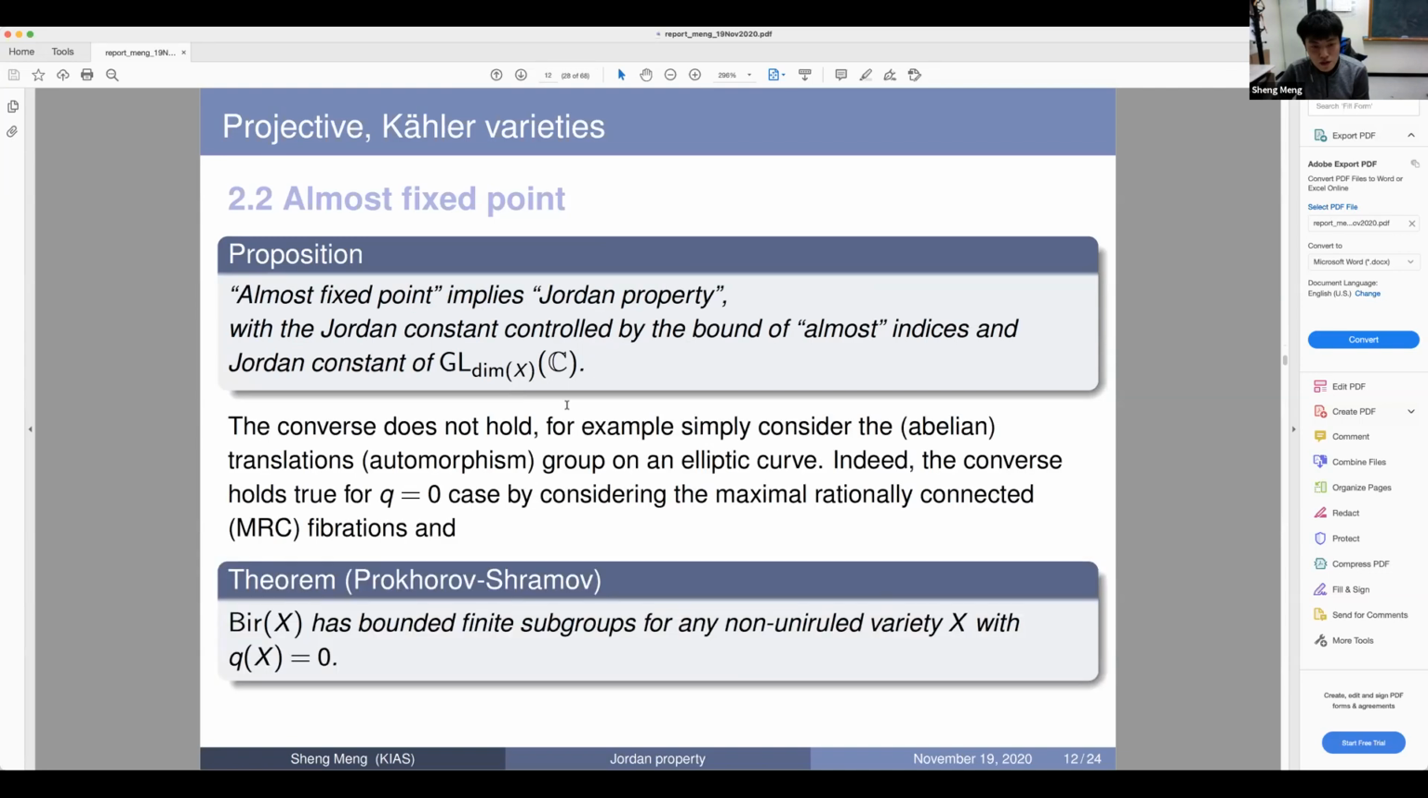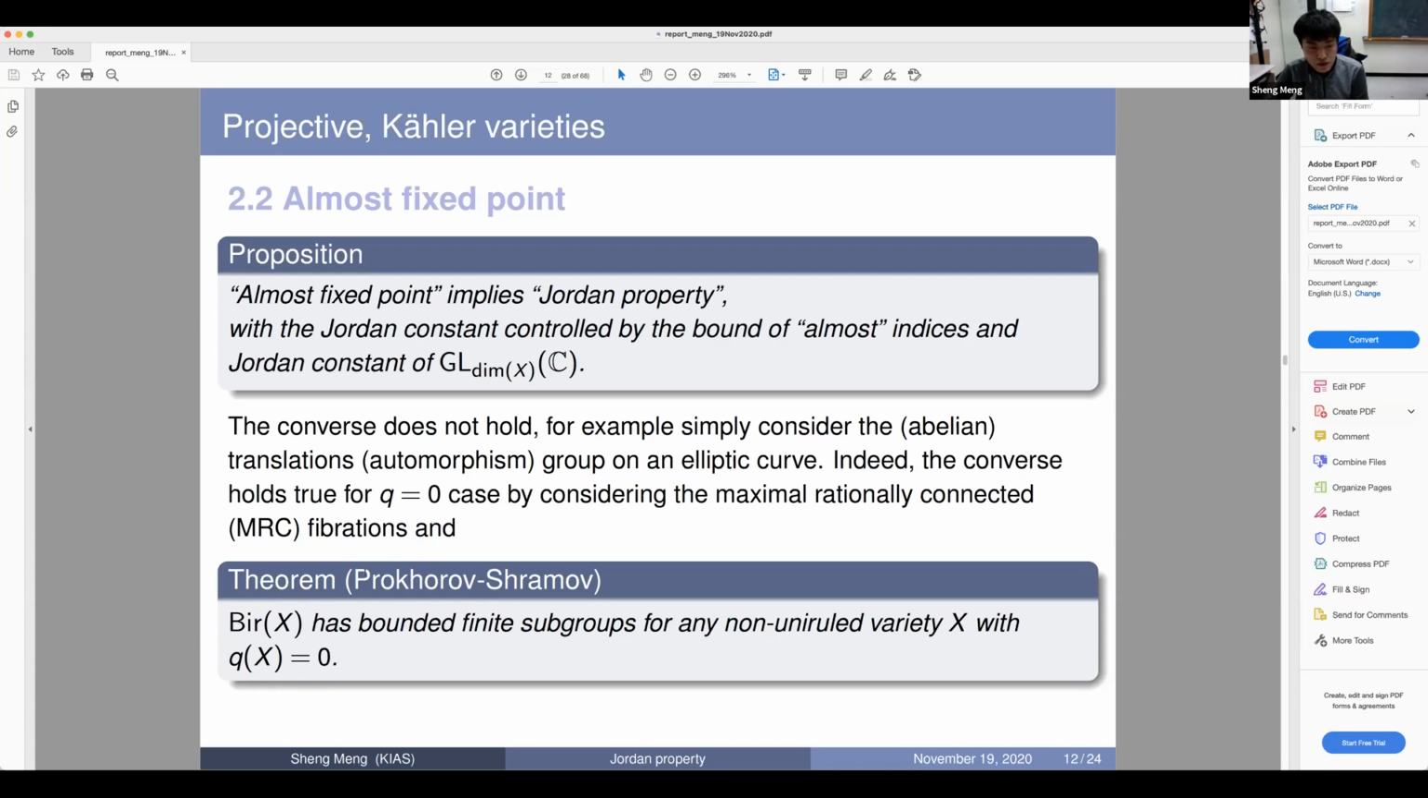The converse does not hold. It means that the Jordan property cannot imply the almost fixed point. For example, you can simply consider an elliptic curve and the translations over the elliptic curve. Then it never has a fixed point unless it is the trivial identity map.